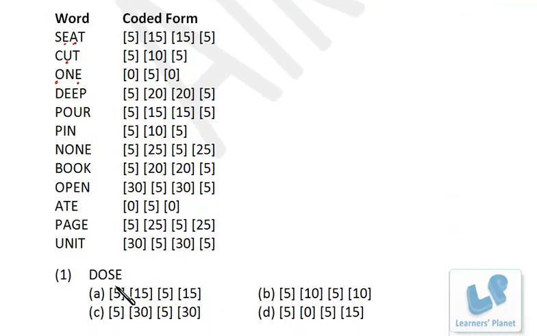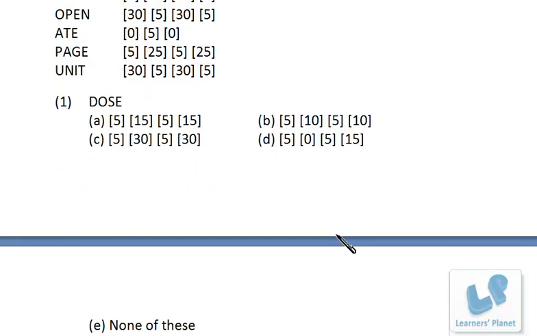The first word is D-O-S-E, dose. That means consonant, vowel, consonant, vowel, right? Consonant, vowel, and all the four are different. So let's see here, consonant, vowel, and all the four are different. So the code of dose must be 525, 525, right? So that we don't have, so it's none of these. Okay.